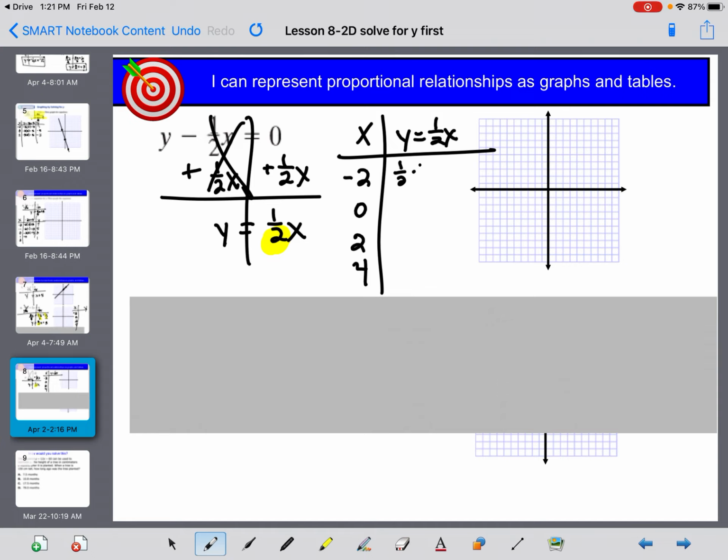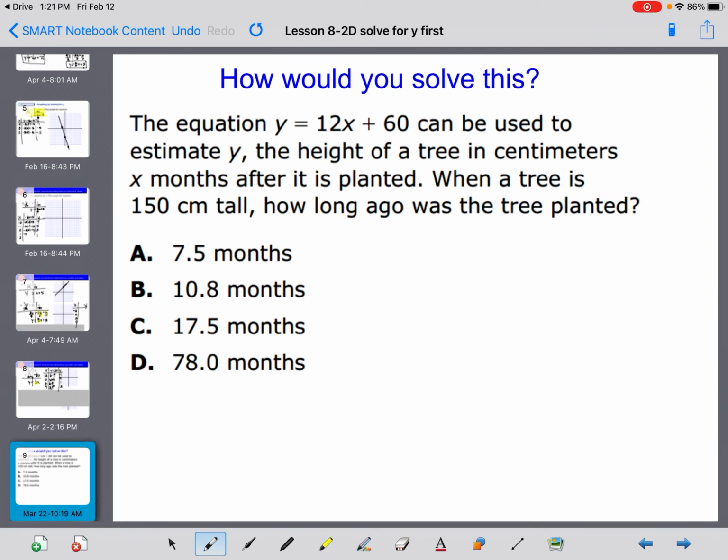So I go 1/2 times negative 2 over 1. And I get negative 1. Then I do it again. 1/2 times 0. And I get 0. Then I do 1/2 times 2. And I get 1. And then I would get 1/2 times 4, and I get 2. Now I'm ready to graph that table.